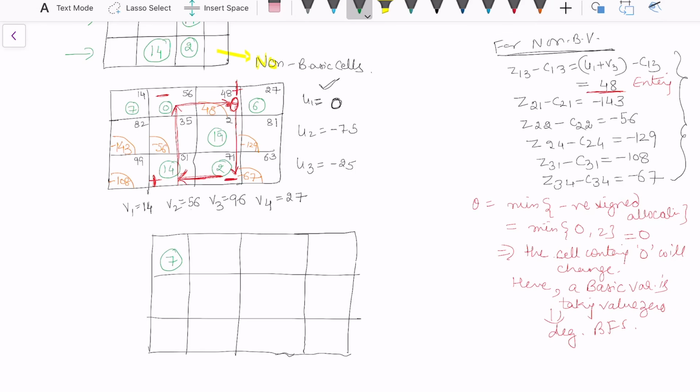So the 0 location will shift to the theta position, that is in the first row, third column. So 0 will come here, this 2 will remain as it is, and this 14 will remain. Now this cell will become a non-basic cell. So this is what we have vacated, and the remaining cells remain as they are. The 6 remains as it is, 19 remains as it is.